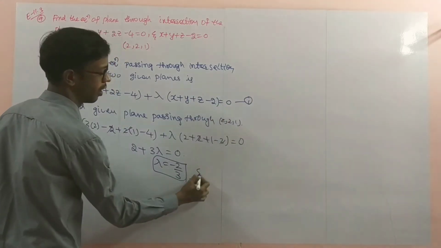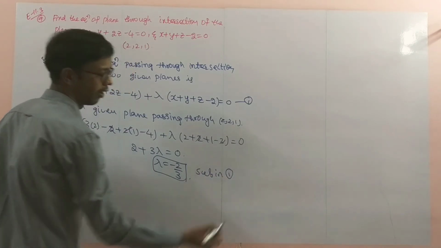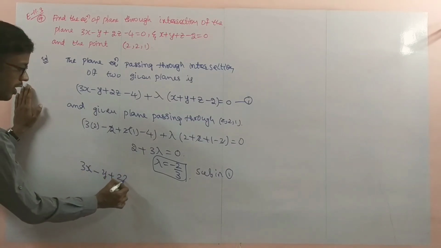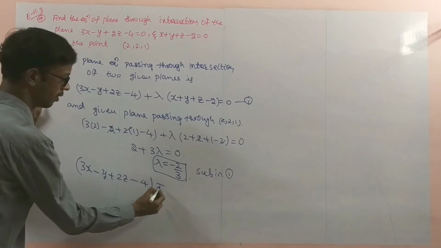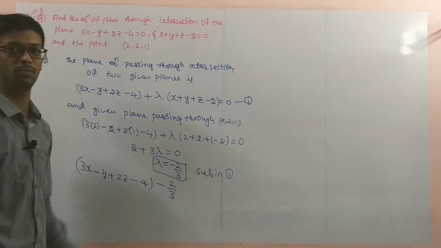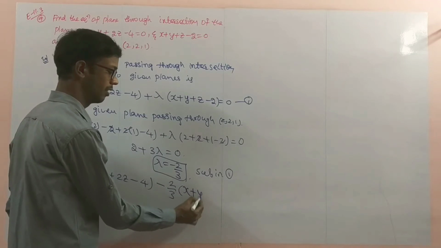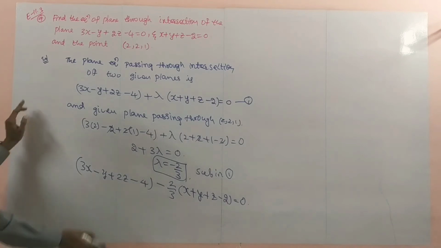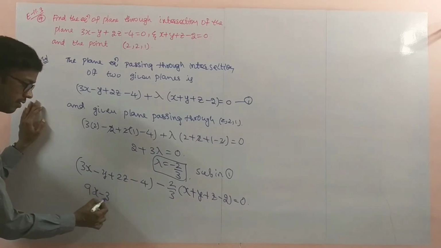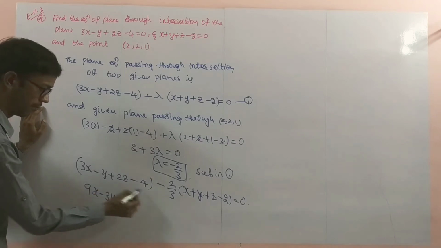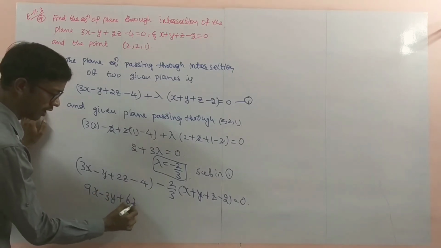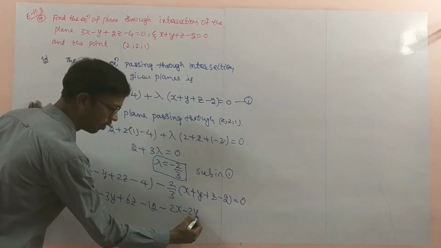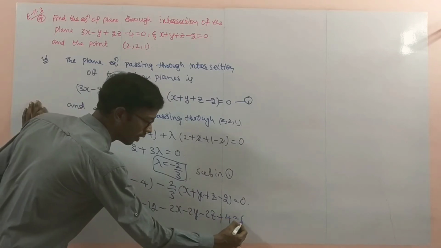Substitute in equation 1. What will you get if you substitute? 3x minus y plus 2z minus 4 plus, lambda value is minus 2 by 3, into x plus y plus z minus 2 equal to 0. If you take the LCM, it is 3. 3 3s are 9x minus 3y plus 2z, 3y plus 3 2s are 6z minus 3 4s are 12 minus 2x minus 2y minus 2z plus 4 equal to 0.